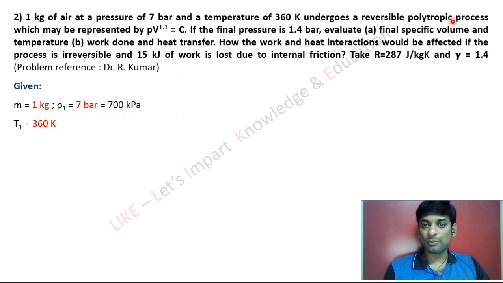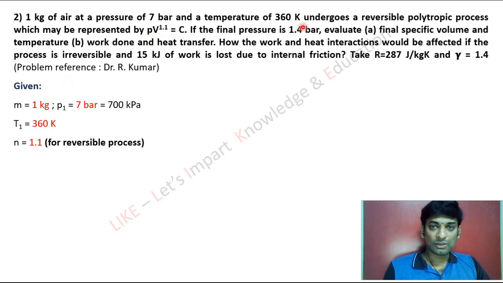It undergoes a reversible polytropic process which may be represented by PV^n, where small n is given as 1.1. Note that this PV^1.1 is given for a reversible polytropic process. For a reversible polytropic process, PV^1.1 is equal to constant. That is very important. This is given only for reversible. If the final pressure is 1.4 bar, P2 is equal to 1.4 bar. So multiply it by 100, 140 kilopascal. Evaluate final specific volume, temperature, work done and heat transfer.